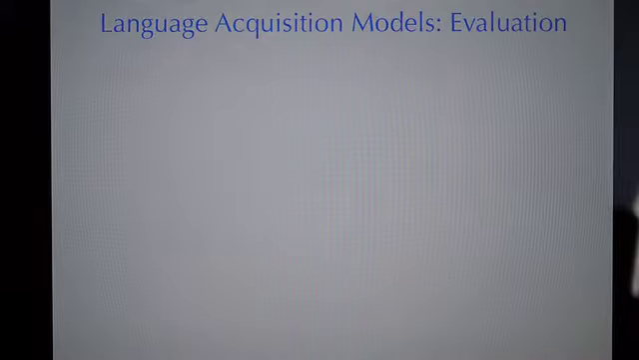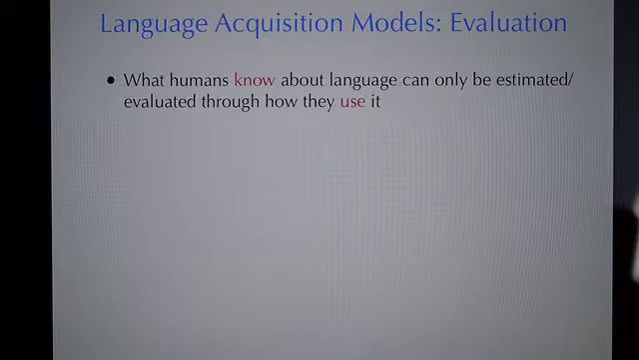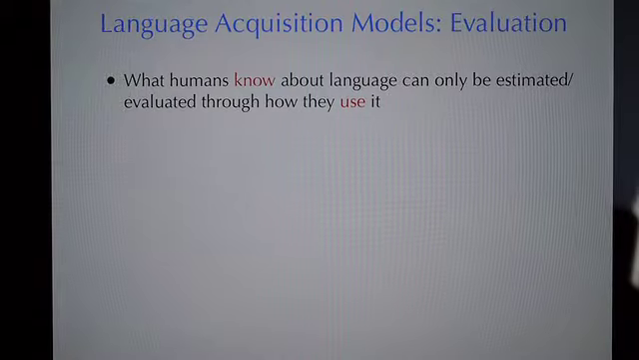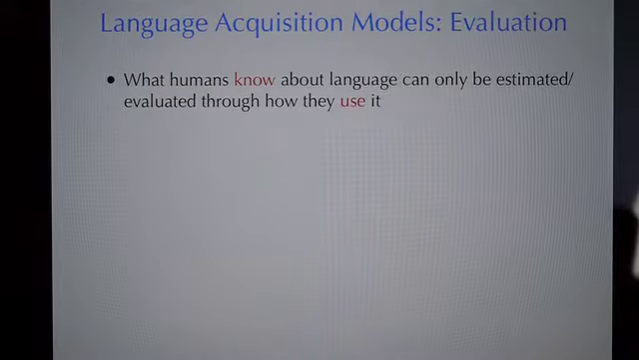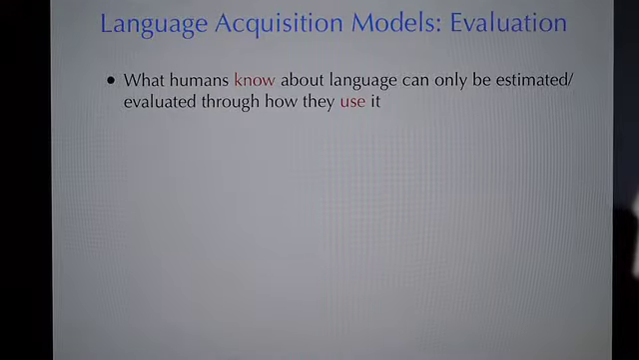Now, let us also quickly look at the concept of evaluating a model. We discussed this briefly before in general for all cognitive models. In the case of language, again, our main challenge here is that even if we have a model that learns something about language, we cannot compare that knowledge directly with what humans know about language because we can't access that. What we have access to is how they use this knowledge, and therefore that's how we can evaluate our model, by comparing its performance to how humans perform in a similar situation.